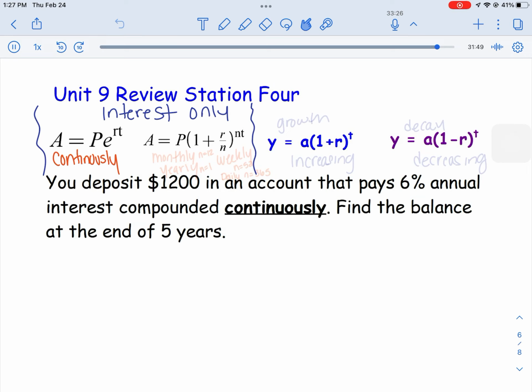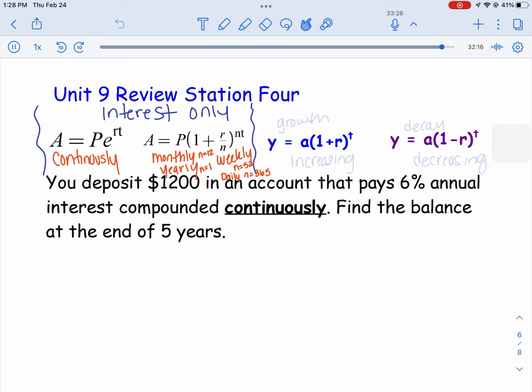This one is where it's compounded monthly, yearly, weekly, etc. And then your n value would change. So if it's compounded monthly, you would plug in n equals 12. Yearly, you would plug in n equals 1. Weekly, you would plug in n equals 52. Like on the quiz, I think it was daily, then you plug in n equals 365.